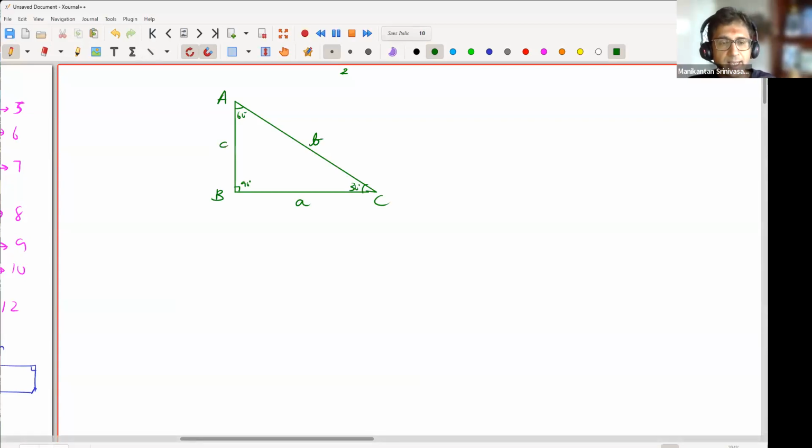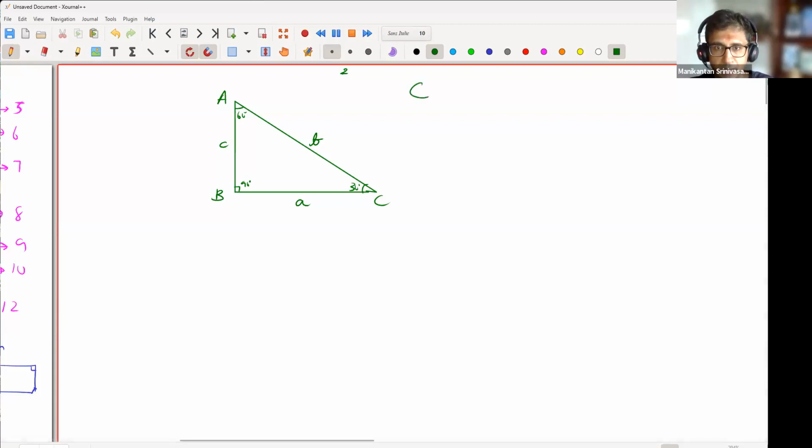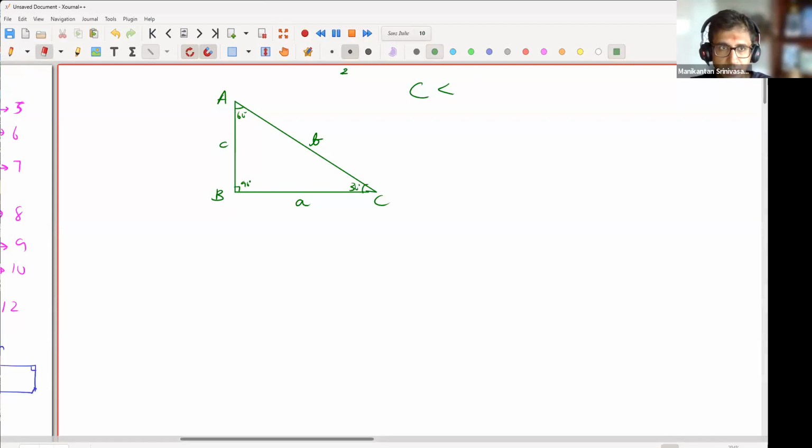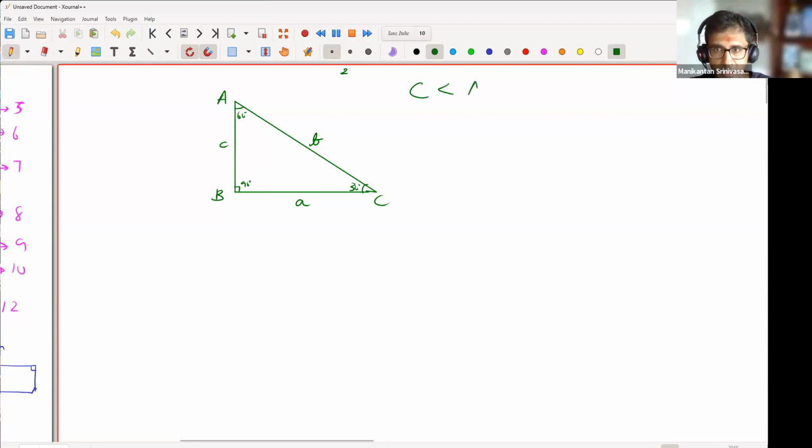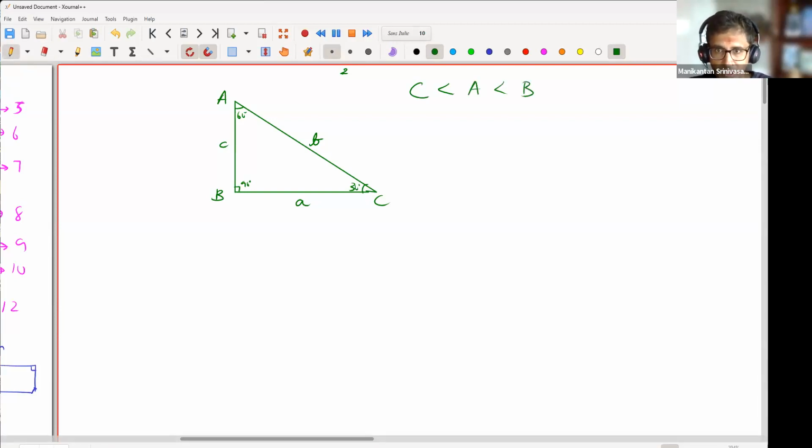Okay. So first of all, sides will be in the same ascending order as the angles, right? Which means the one opposite to 30 degrees will be the smallest side. The one opposite to 60 will be the medium one. The one opposite to 90 will be the largest side. But ordering is one thing. In this case, what did we say? Capital C was the smallest angle. Capital A was the next one, sorry. And capital B was the biggest angle. So accordingly, the sides also will follow this order.